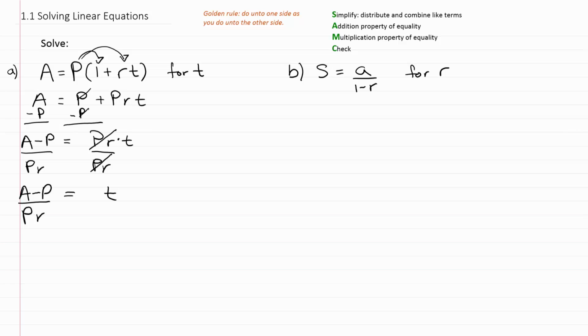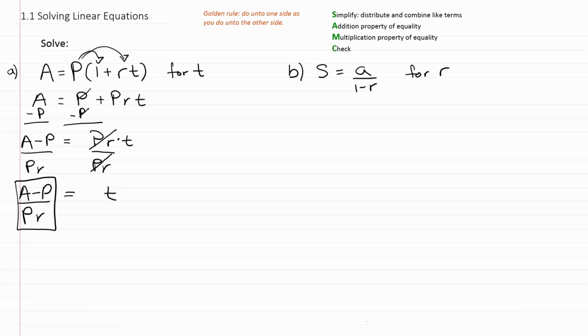You might be tempted to cancel out these P's like this, but remember you cannot do that because the P here is not multiplied by A. It's subtracting from A. You'd have to factor out a P in order to be able to cancel. We can't do that here, so our answer is just what we have here on the left. All right, so let's look at the next one.